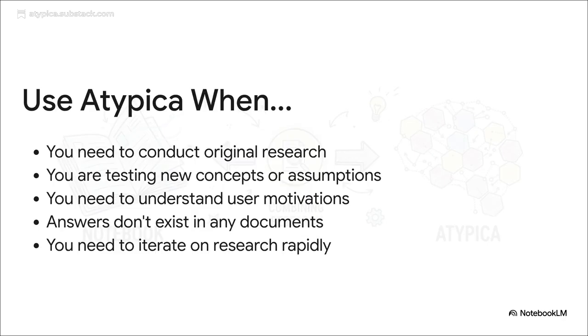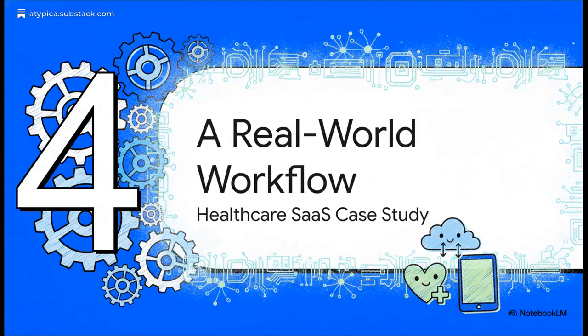You need to test out a new product idea. You have to validate a big strategic bet, or you just need to understand the why behind your user's behavior. It's for generating net new information and doing it really, really fast. Okay, so that's all the theory. But what does this look like in the real world?